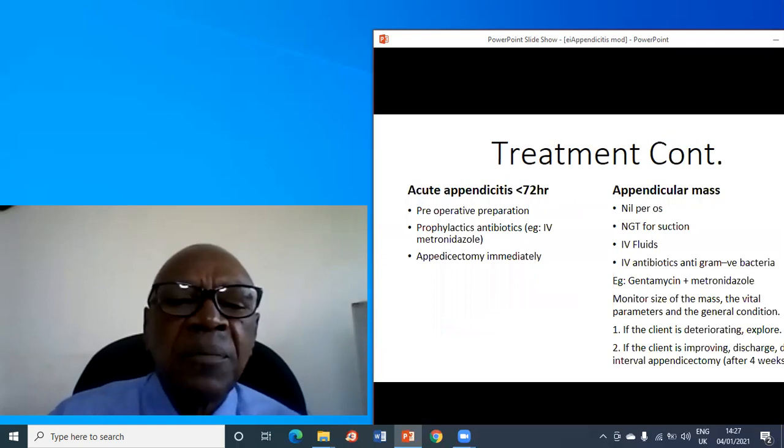Acute appendicitis seen in less than 72 hours. You do preoperative preparation, prophylactic antibiotics, for example, intravenous metronidazole, and immediate appendicectomy.